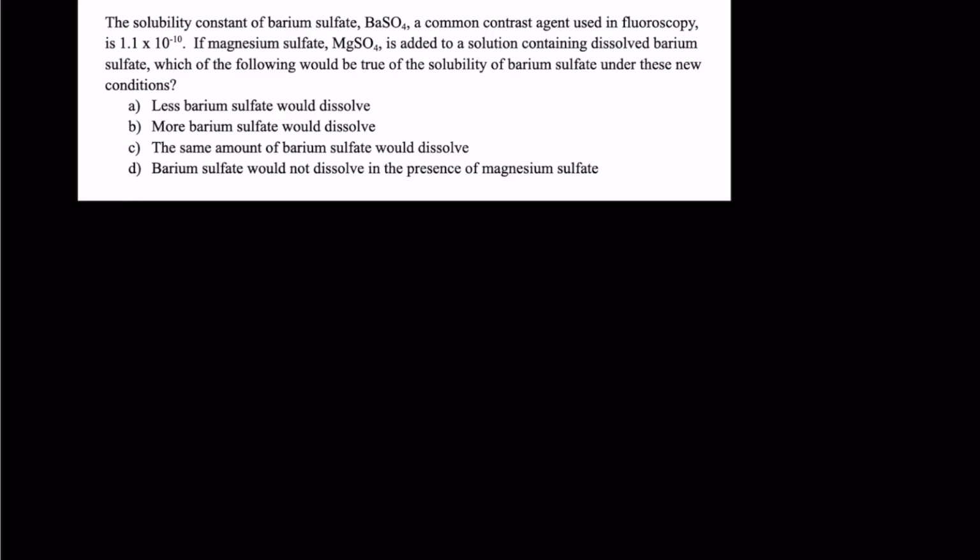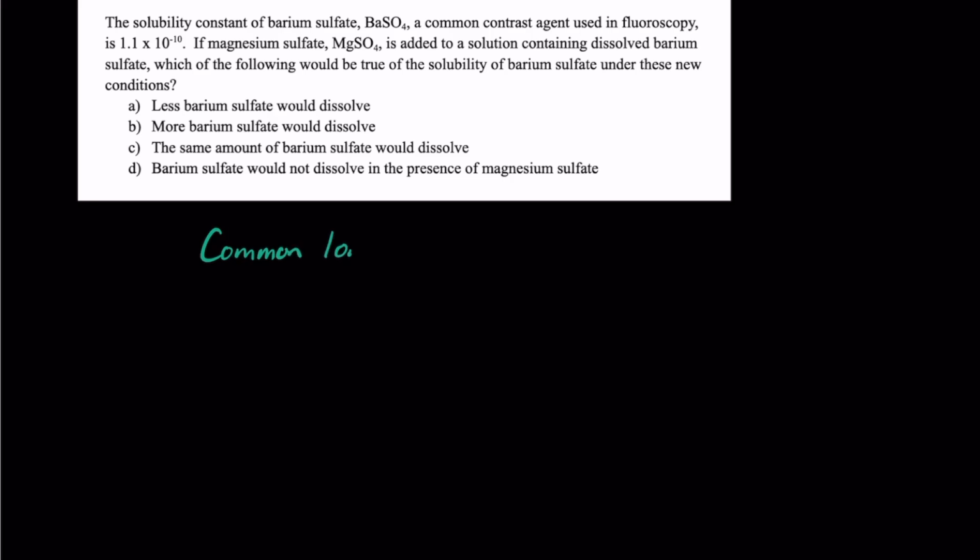So this question is stating that the solubility constant of barium sulfate, which is a common contrast agent used in fluoroscopy, is this number, which actually doesn't turn out to be that important. So if magnesium sulfate is added to a solution containing dissolved barium sulfate, which of the following would be true of the solubility of the barium sulfate? So this really gets at the concept of the common ion effect.